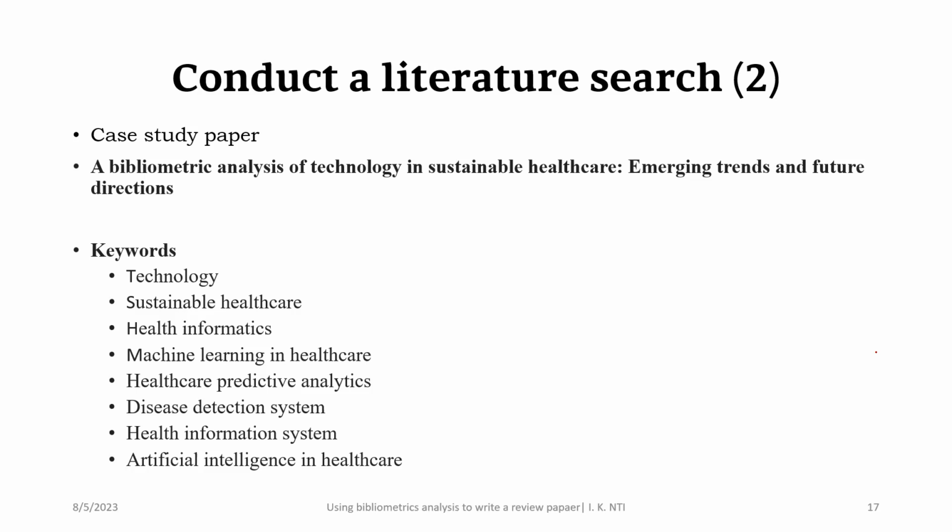We will use our paper as a case study, which is a bibliometric analysis of technology in sustainable healthcare: emerging trends and future directions. These were the keywords that we used. We used one keyword, technology, the keyword sustainable healthcare, health informatics, machine learning in health, health predictive analytics, disease detection system, health information system, and artificial intelligence in health.